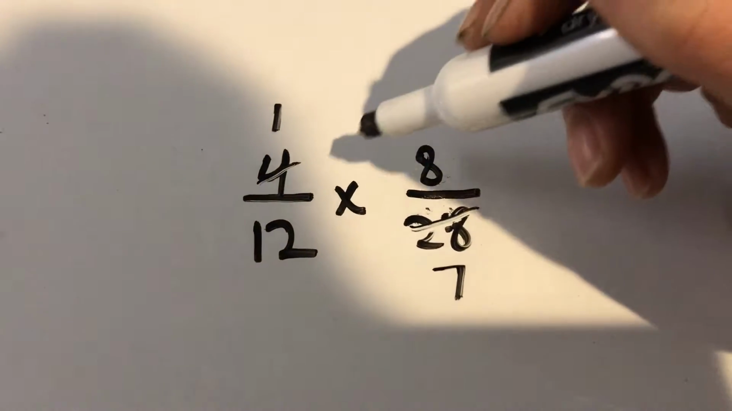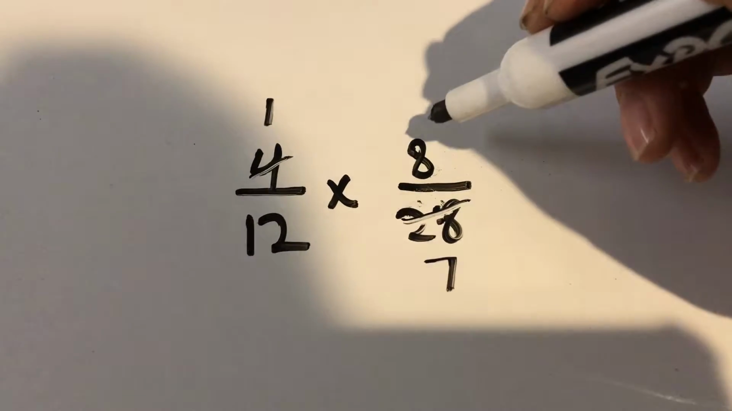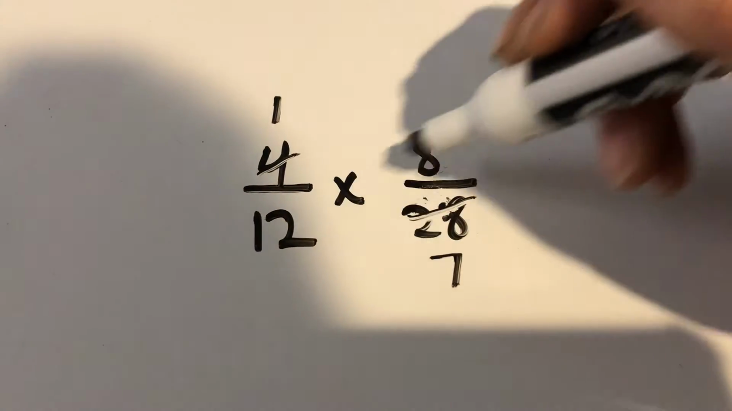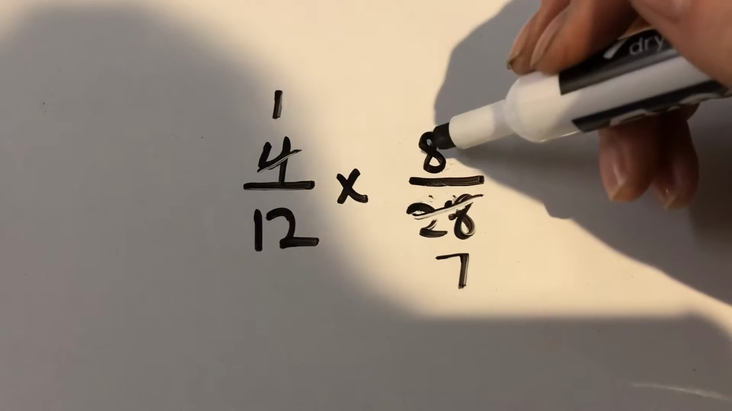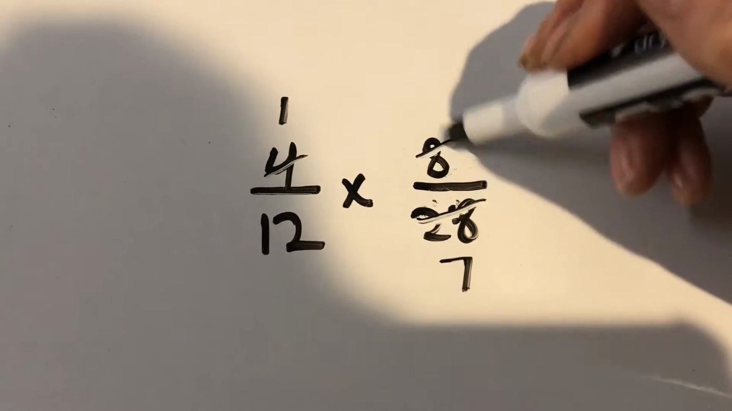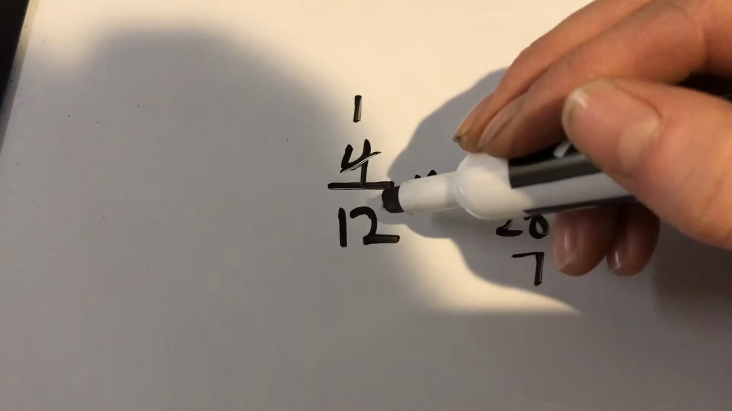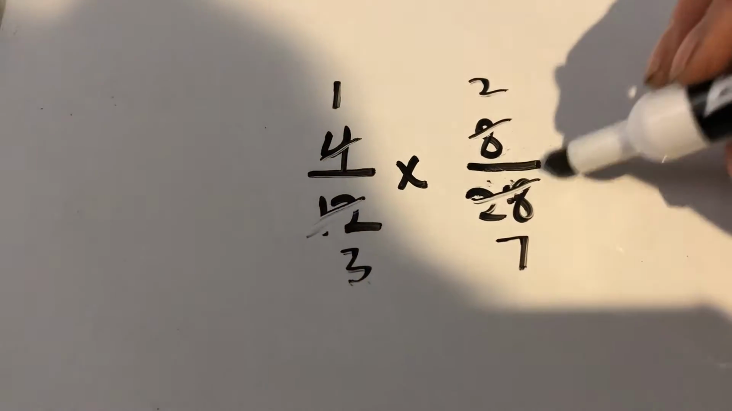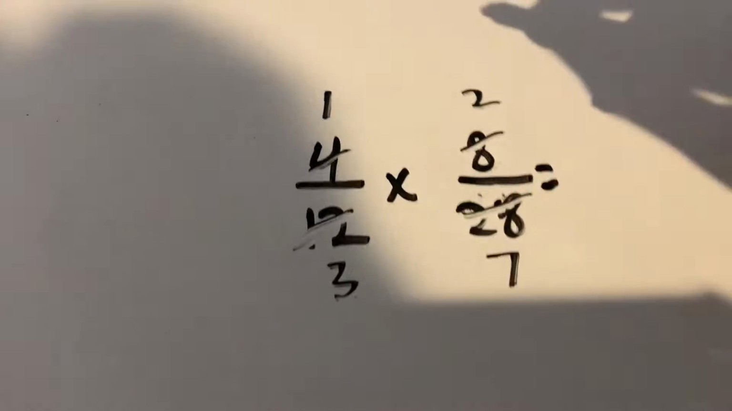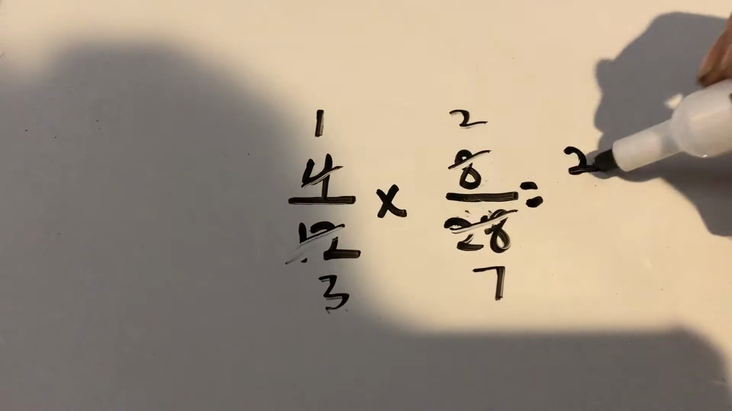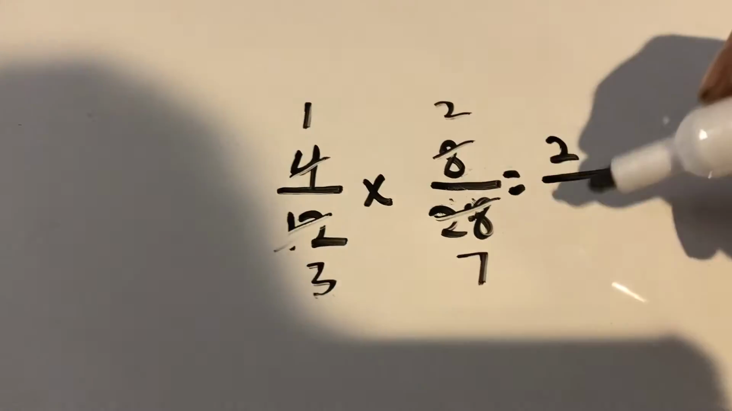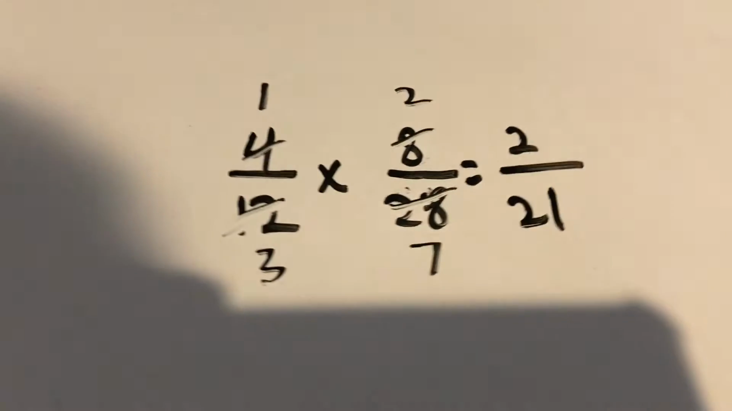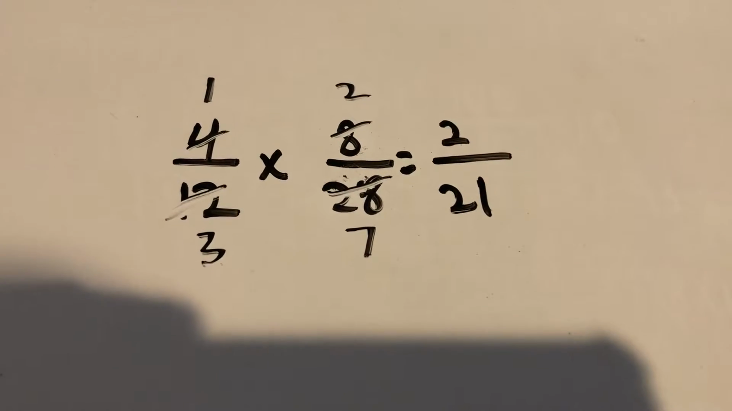Now can you cancel both sides between 12 and 8? Yes, you can. You can divide both sides by 4. So 8 divided by 4 equals 2. 12 divided by 4 equals 3. Now we can multiply 1 times 2, which equals 2. 3 times 7, which equals 21. So the answer is 2/21.